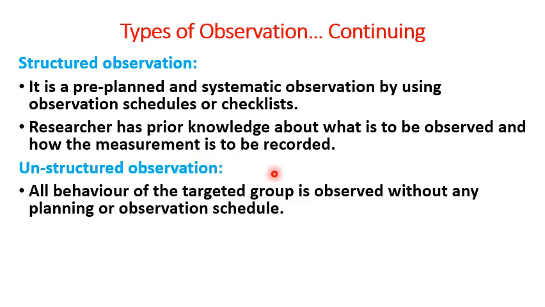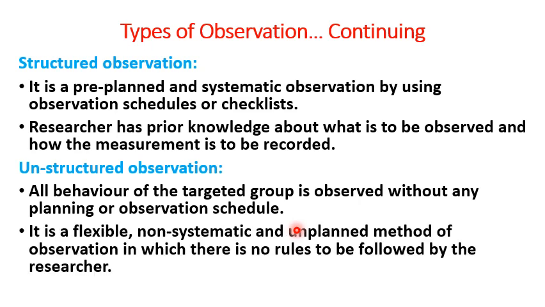Then unstructured observation. All behavior of the targeted group is observed without any planning or observation schedule. Here there is no observation schedule or pre-planned procedure. It is flexible, non-systematic and unplanned method of observation in which there are no rules to be followed by the researcher.